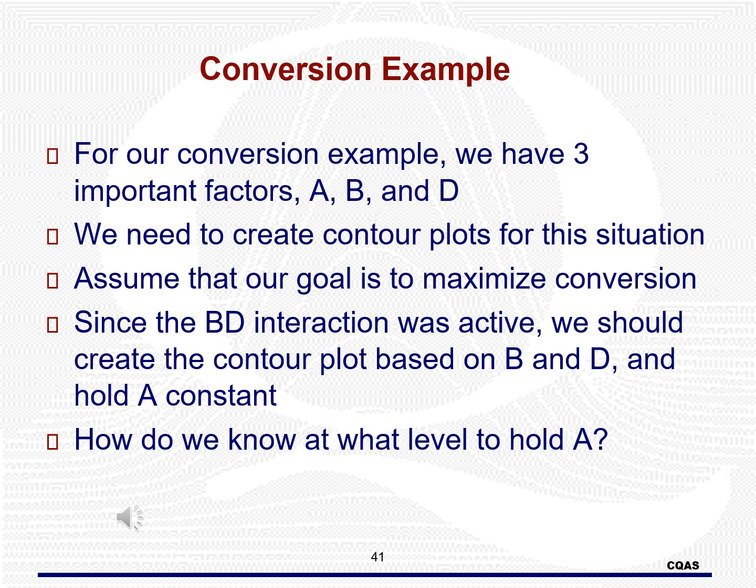We have three important factors for our conversion example, A, B, and D. How do we create a contour plot for this situation? We know that contour plots are created using two factors. Well, we need to create the plot using two of the factors, while holding the third constant.